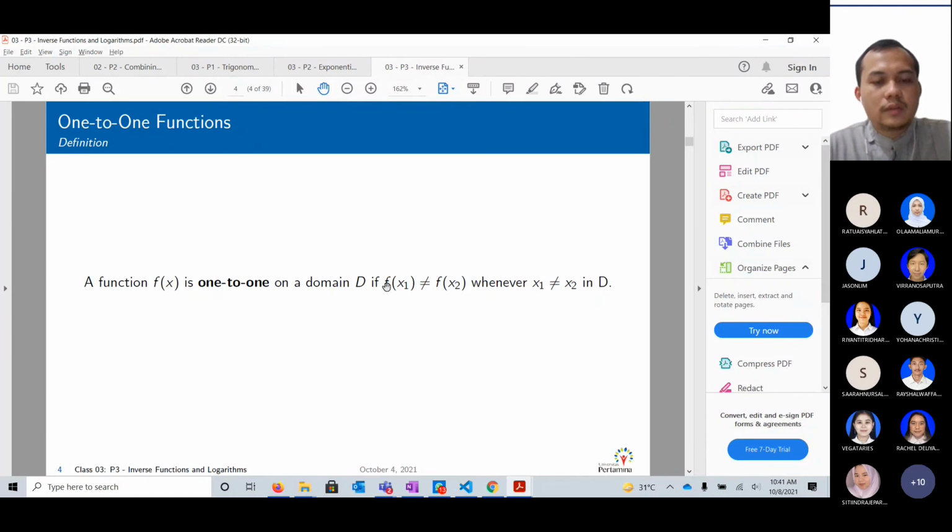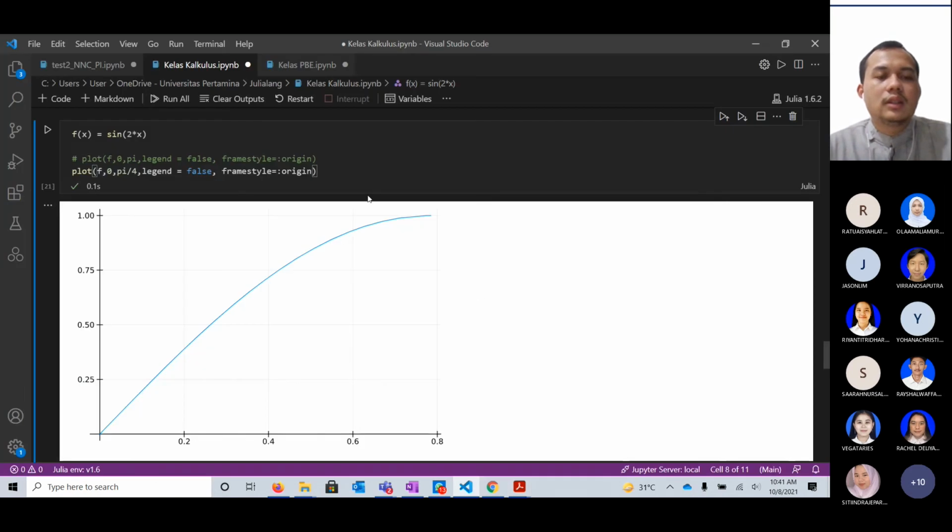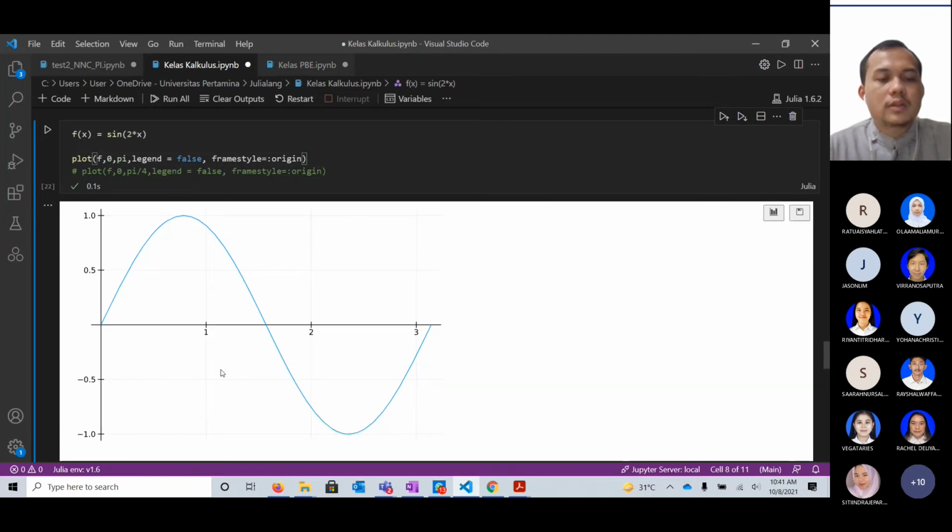So basically, a one-to-one function is in that domain. We cannot have two different x that map to the same value of f. So that is basically a one-to-one function. The illustration is like this. So this one is not one-to-one, because for different x, so let's say if we take a look at f of x equal to 0.5.